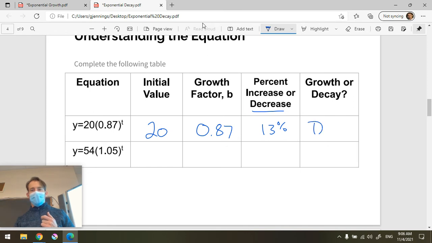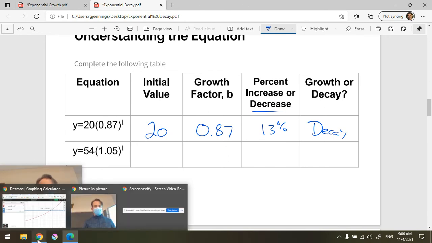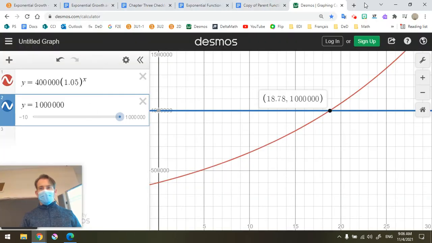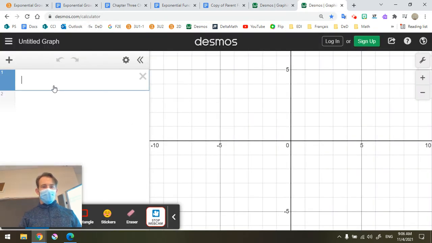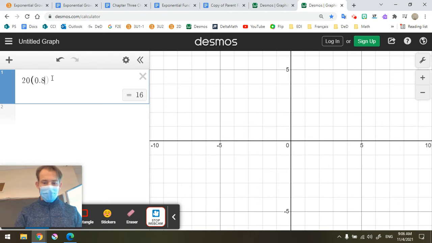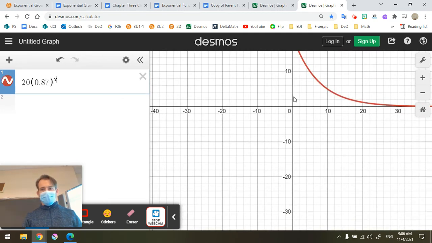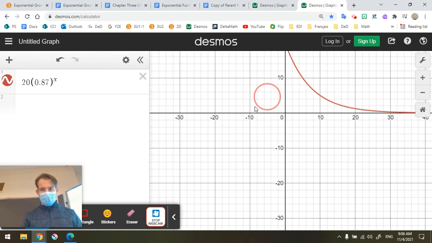So this is decay. If I graph this in Desmos, let's take a look at what we get. So I'm going to get just a fresh Desmos window. 20 times 0.87 raised to the power x. And here it is. This is what this will look like.